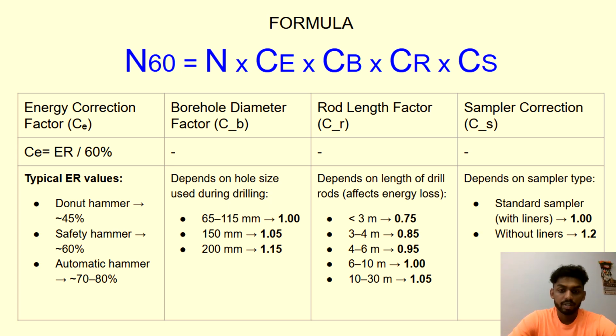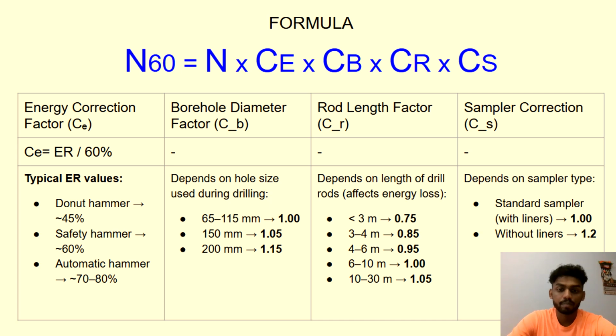Now I am going to explain the formula. To calculate N60, we use this formula. Basically, N60 equals N multiplied by several correction factors. These include the energy correction factor CE, borehole diameter factor CB, rod length factor CR, and sampler correction factor CS. Each factor adjusts the N value based on field conditions.